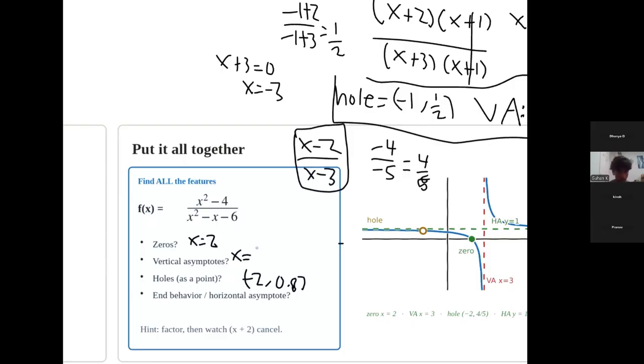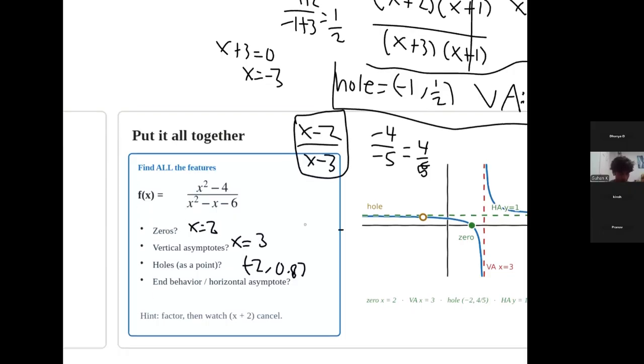And then let's look at the horizontal asymptote. Let's look at our original equation, x squared minus 4 over x squared minus x. So our highest degrees are x squared on both, and the degrees are equal. So we have to get the leading coefficient over the leading coefficient. The coefficient on the top is 1, bottom is 1. 1 over 1 equals 1. So our horizontal asymptote is going to be at y equals 1.